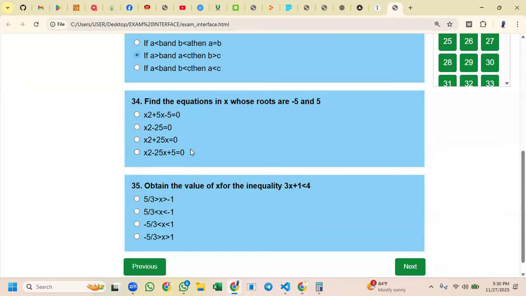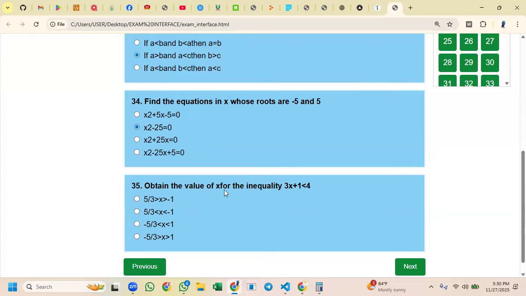Find the equation in x whose roots are -5 and 5. This one is very simple, very easy to get. Just do your normal logic there. But the answer is B actually. x squared minus 25 is equal to 0.